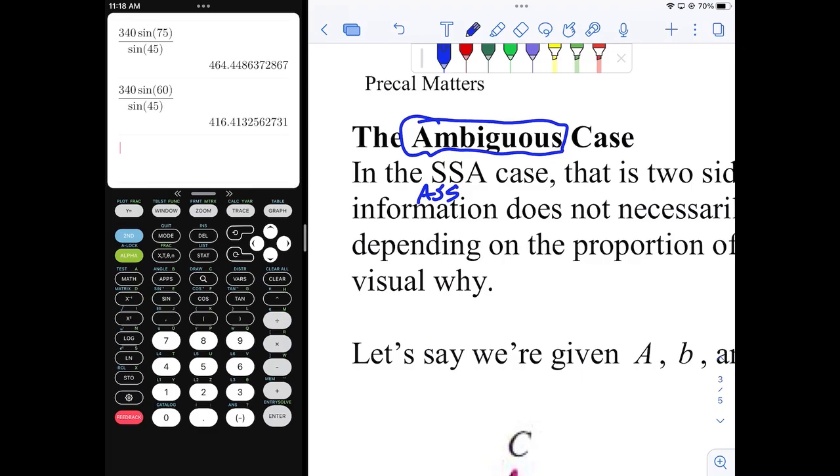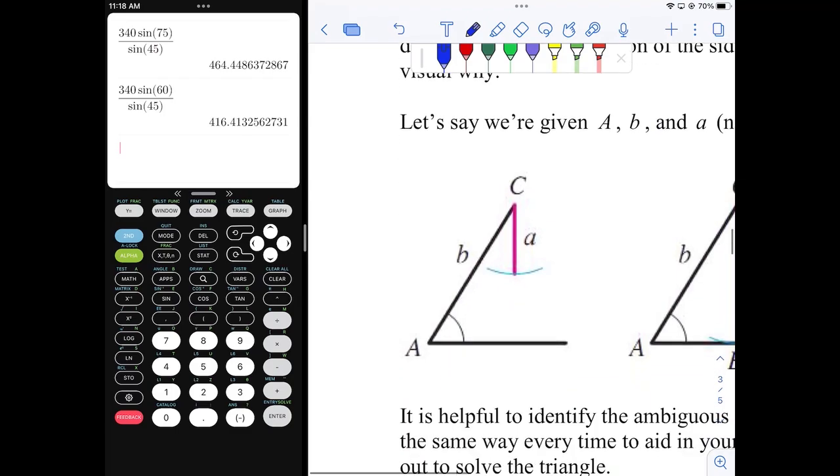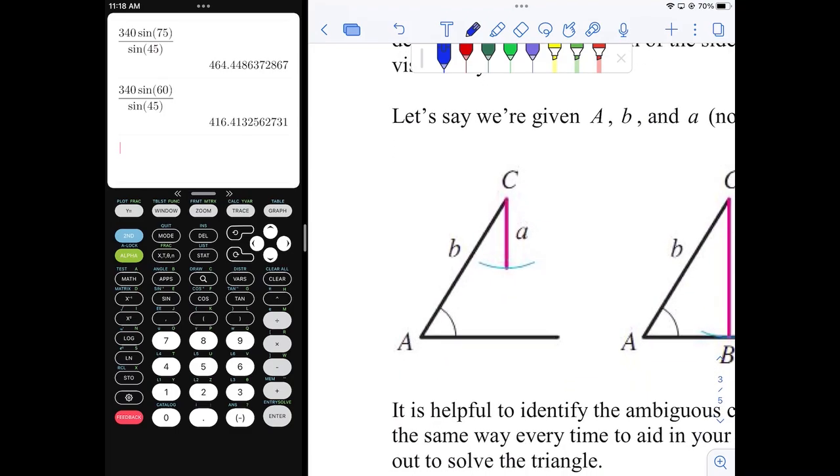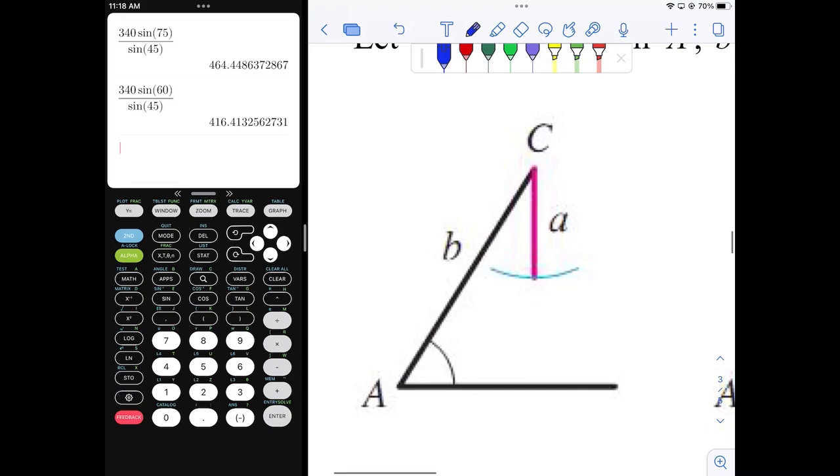So whenever you have the pain in the butt case, for the acute case, you're going to have three possibilities. All right, so let's say we're given angle A, the adjacent side B, and the side opposite A. So this is angle, side, side. It could be that the side opposite the given angle, which in this case is A, is too short to even reach the other side. How many solutions will you have?